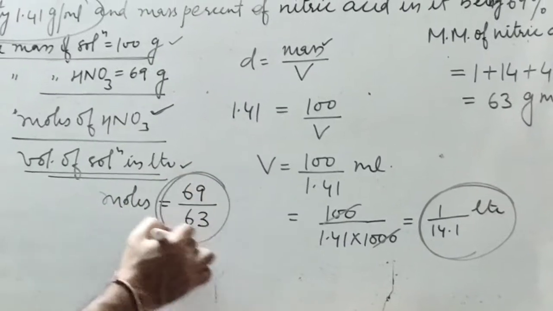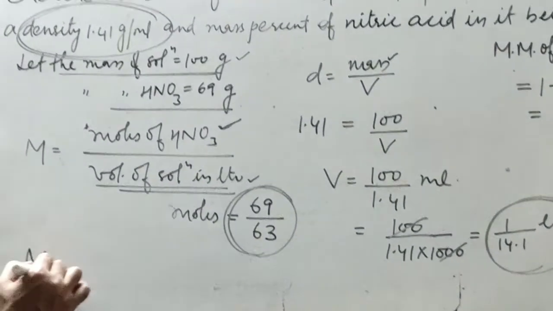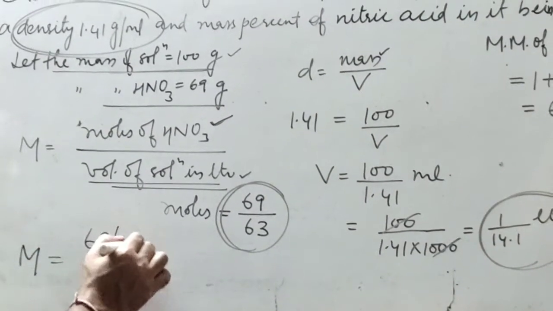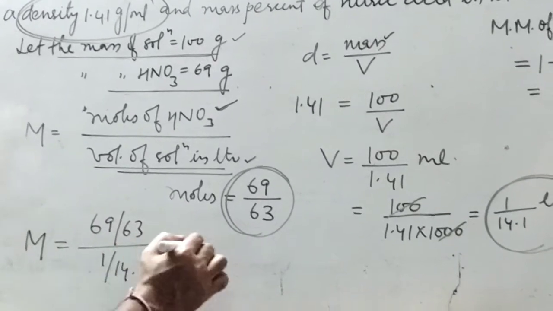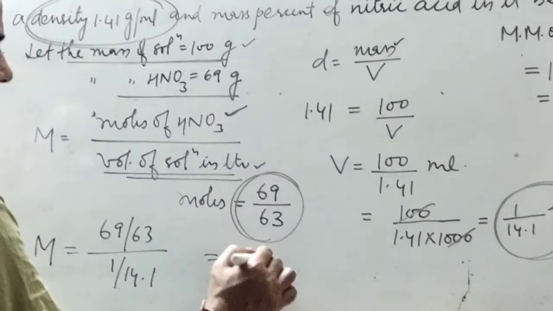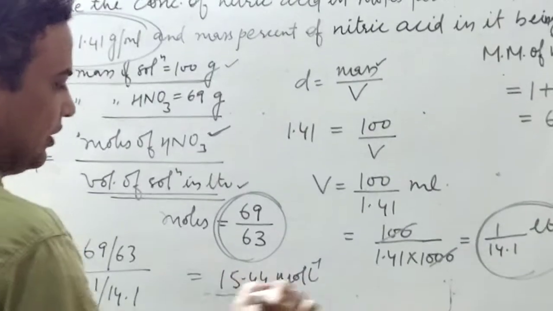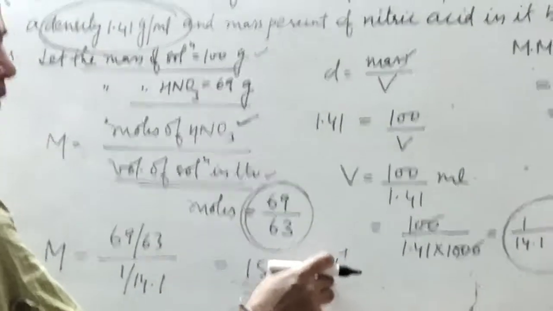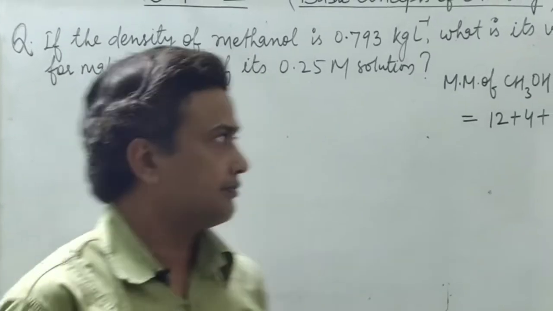Moles of solute are 69 upon 63. Putting the values in the formula of molarity, moles are 69 upon 63 and volume is 1 upon 14.1. The answer comes out to be 15.44 mole per liter. So the molarity of this solution is 15.44 mole per liter. Let's take the next question.